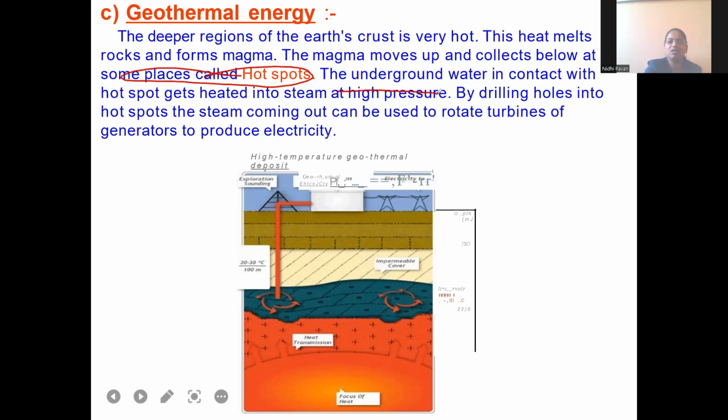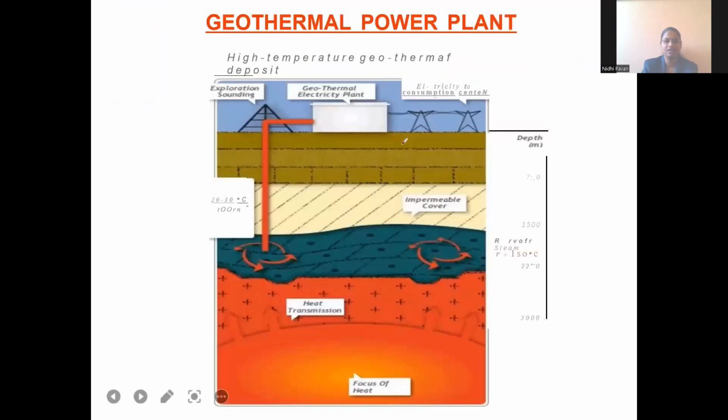The underground water in contact with these hotspots will be hot. This water will heat up so much that the steam will be under high pressure. So by drilling holes, the steam will come out of the hotspots. That steam is used to rotate the turbine, from which we will get the electricity. Heat transmission, focus of heat, geothermal electricity plant. These are the holes you are seeing.